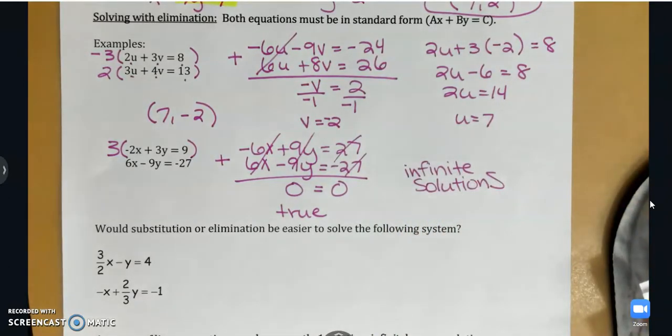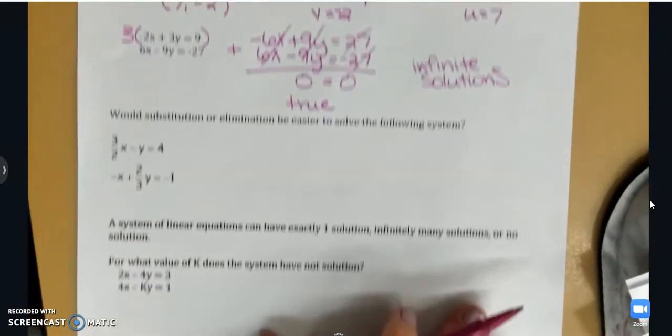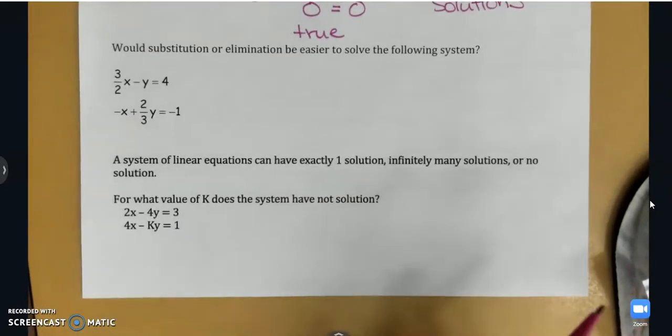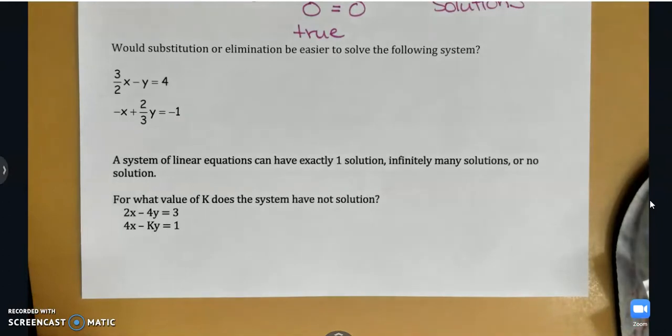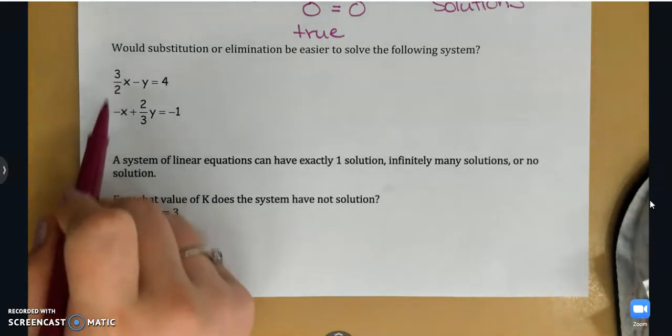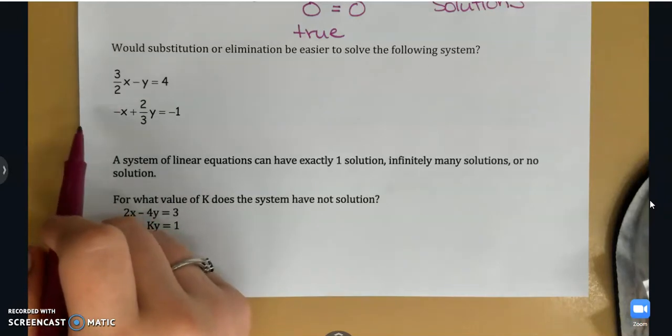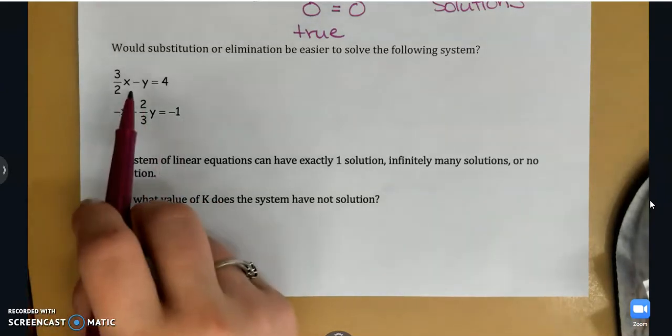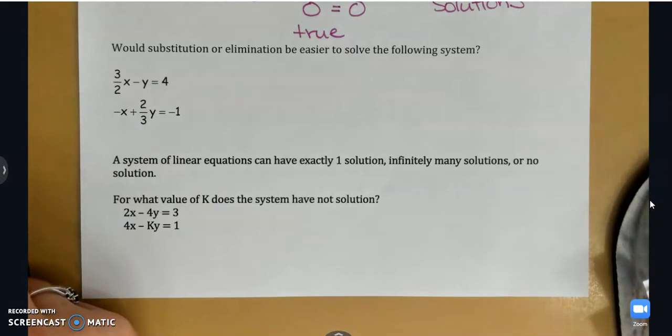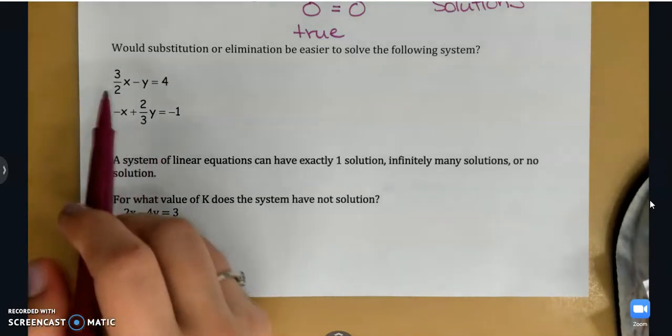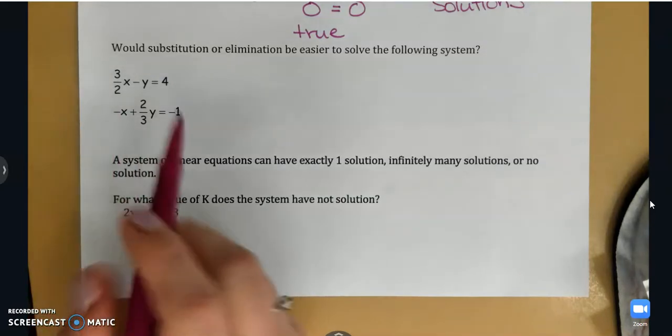So when you get a true statement, it's infinite solutions. Okay. Now this next one, would substitution or elimination be easier? Honestly, you could do either one. You have opposite signs with your x's and your y's, so you could use elimination, or your x's and y's are easily able to be isolated. I personally want to use elimination because I have already my opposite signs.